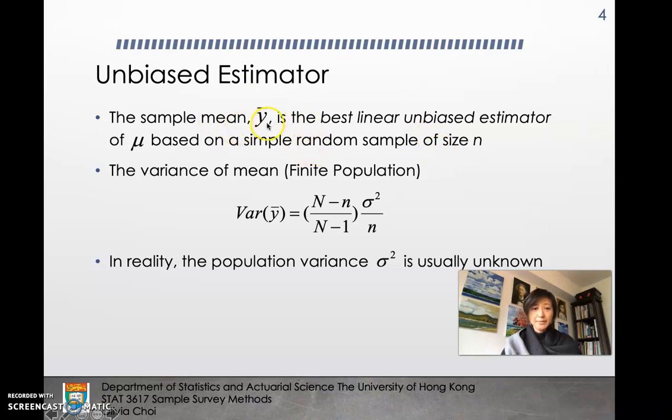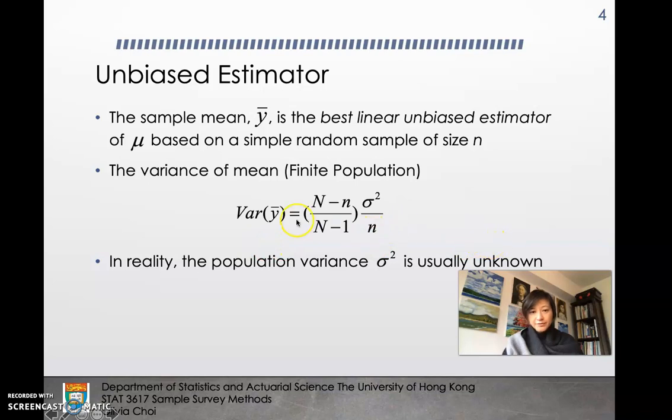Then having y bar as a one-point estimate is not good enough. We want to say how good this y bar is compared to estimators from different sampling schemes, right? So we want to look at the variance of the y bar obtained from simple random sampling. The variance of the mean is defined by (N minus n) divided by (N minus 1) multiplied by sigma squared over n. This is for the finite population case.